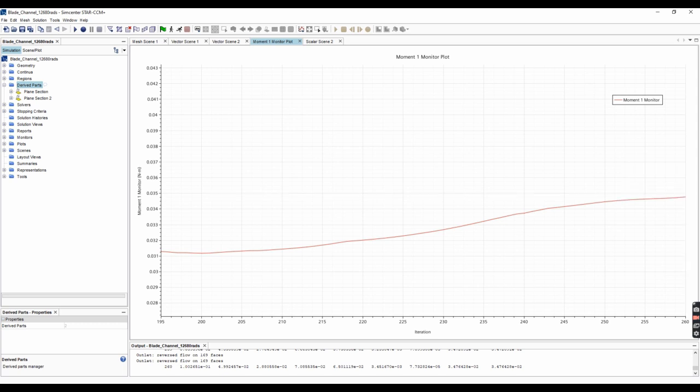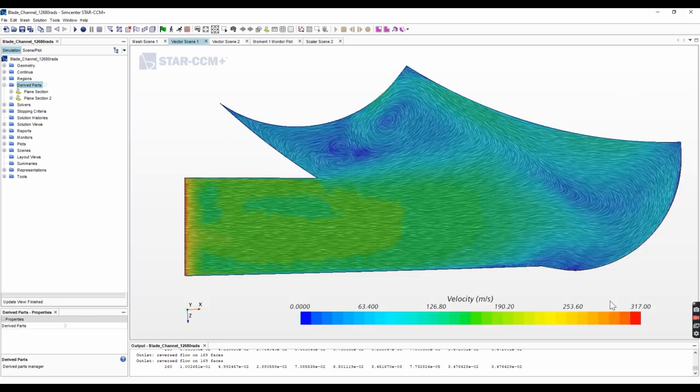And given that the relative velocities assigned here were for a rotational speed of 12,680 rad per second, our model here generates 1.76 kilowatts of power.